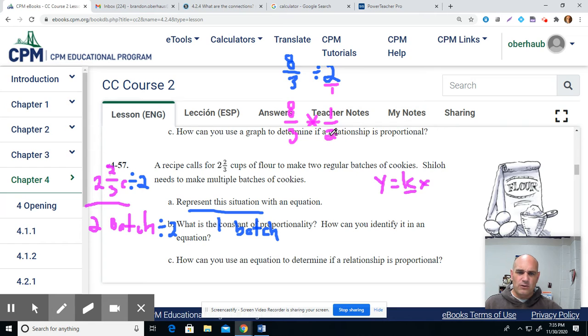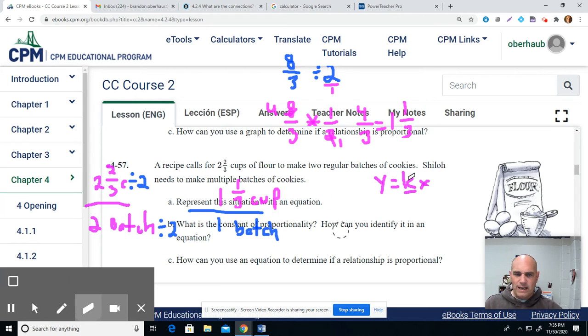I'm going to cross cancel here. 2 goes into 2 once. 2 goes into 8 4 times. Now multiply across. 4 times 1 is 4/3, which becomes 1 1/3. So I know that 1 batch is going to be 1 1/3 cups of flour. All right, now here's why we had to do all that.